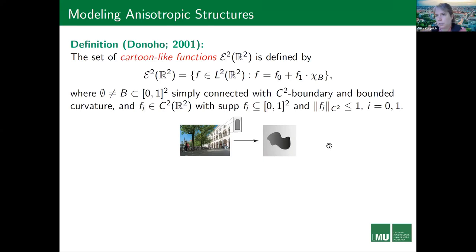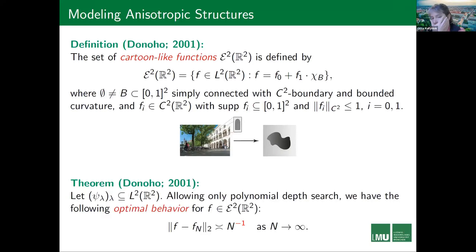It can also be used, for instance, solutions of transport equations also exhibit, in a certain sense, phenomena of that type. And in general, multivariate functions are typically governed by these directional-based singularities. And so these are called cartoon-like functions. You see the definition here. It's from Donoho in 2001. You have two functions, f0 and f1, which are both smooth, C2, compactly supported on the unit square, and then you have this area B, which basically cuts one of those functions and creates this discontinuity. Okay, so that's a function class.